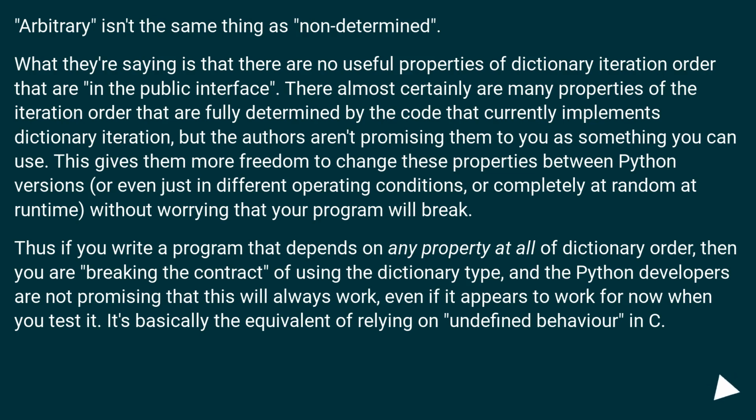Thus, if you write a program that depends on any property at all of dictionary order, then you are breaking the contract of using the dictionary type, and the Python developers are not promising that this will always work, even if it appears to work for now when you test it. It's basically the equivalent of relying on undefined behavior in C.